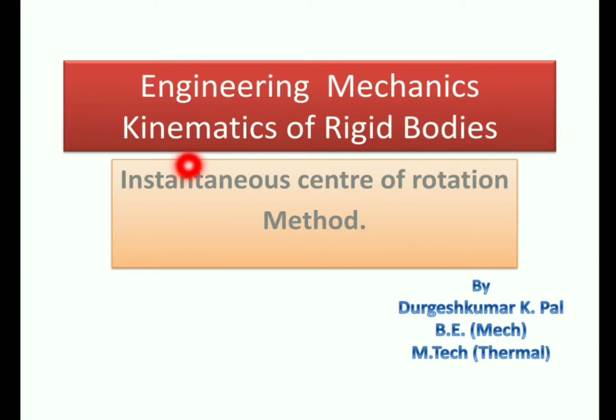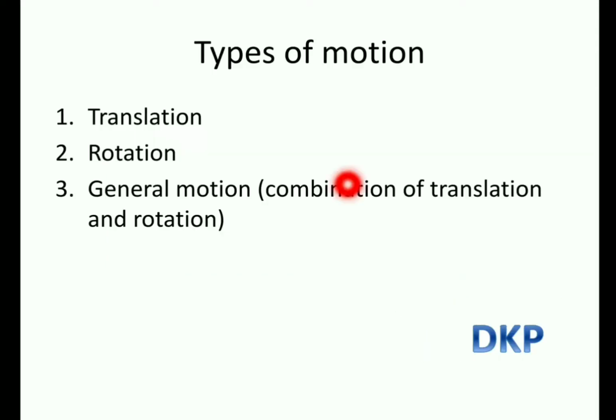So here we are going to deal only with the motion analysis of rigid bodies, and in this topic we are going to specially learn a method known as the instantaneous center of rotation method. First we are going to learn what the types of motion are. Basically three types of motion will be discussed over here.